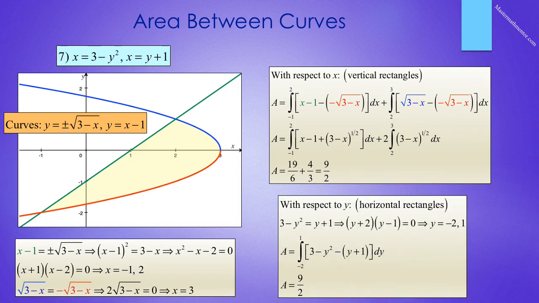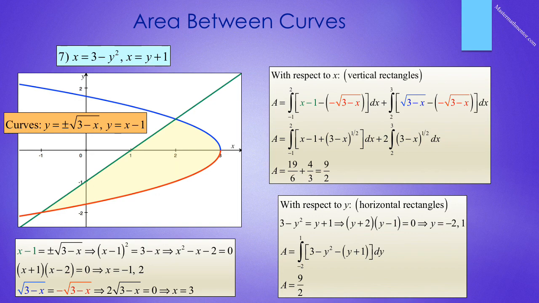However, a lot of that work was wasted because we can do this problem with respect to y using horizontal rectangles. Recall our formula will be the integral of right minus left from the lowest value of y to the highest value of y. So we first set the functions x in terms of y equal to each other. 3 minus y squared is equal to y plus 1. And that factors into y plus 2, y minus 1 equals 0, and y equals negative 2 and 1.